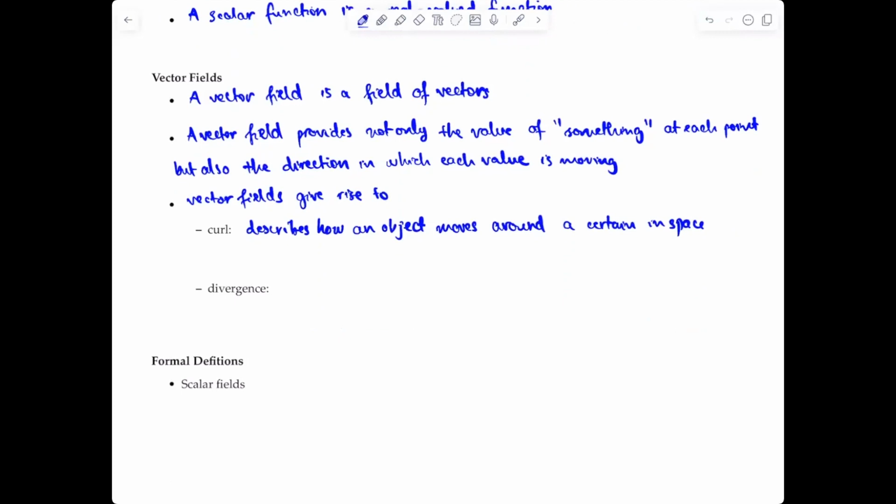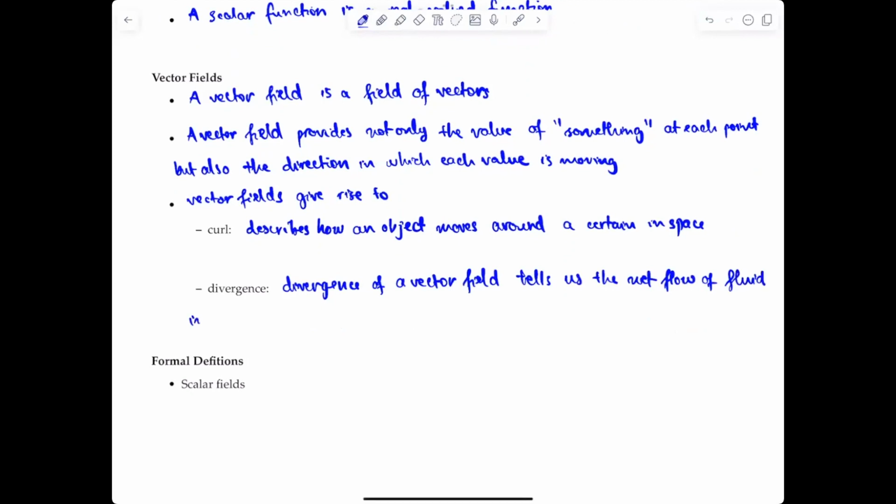And the second concept is the divergence of a vector field. It tells us the net flow of fluid into or out of every point in a plane or in space.